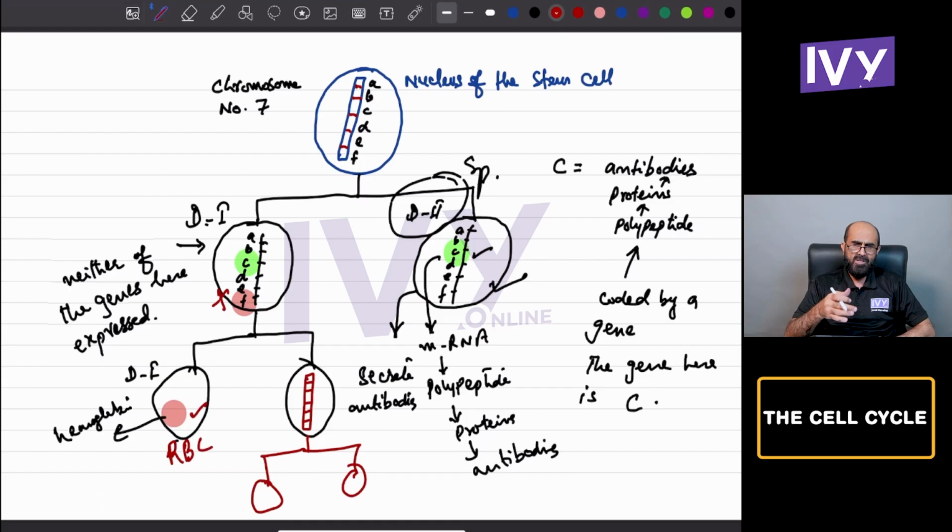Then the cell is said to be specialized. But if the gene remains unexpressed and the cell does not produce any special type of protein, but just has the potential to divide again and again, then it is called a stem cell. This is the difference between the stem cells and specialized cells.